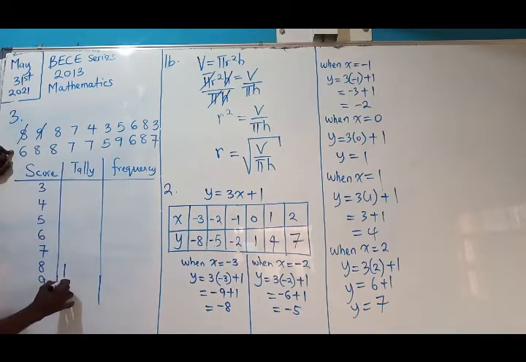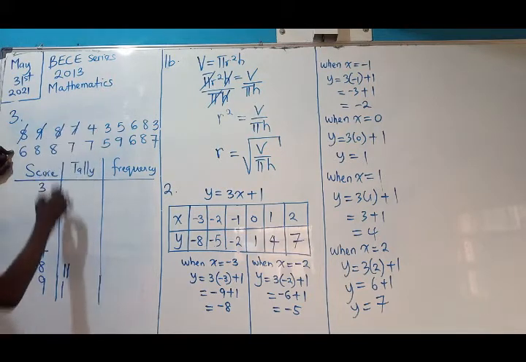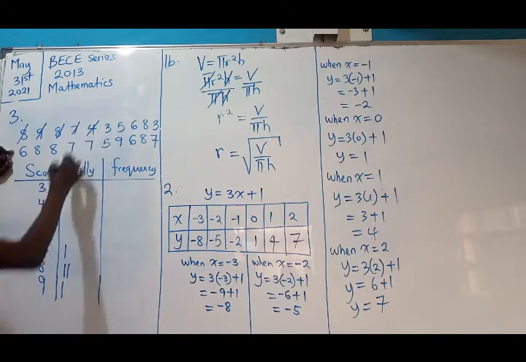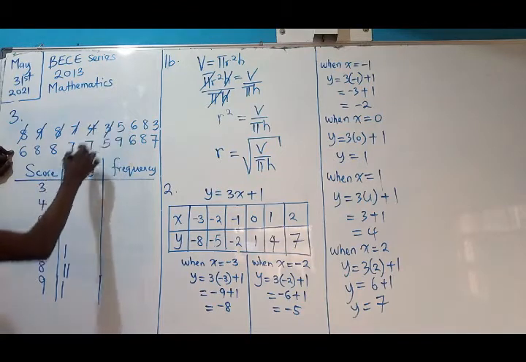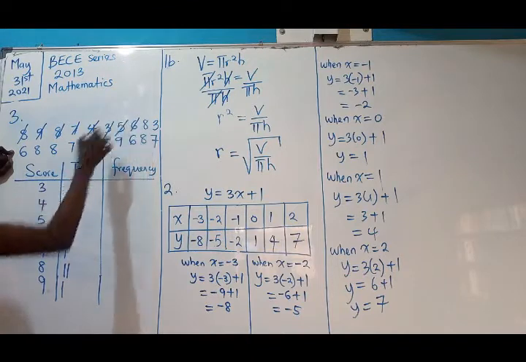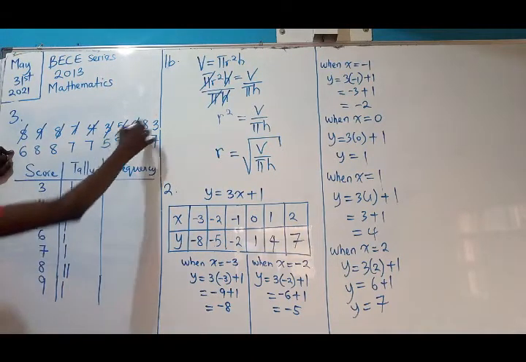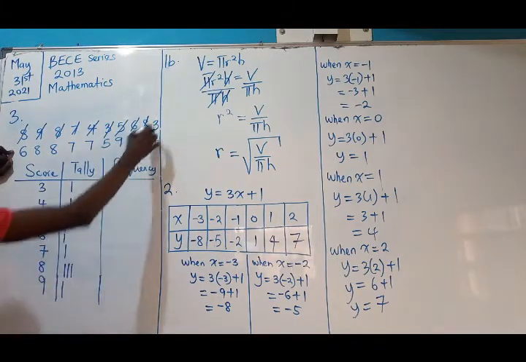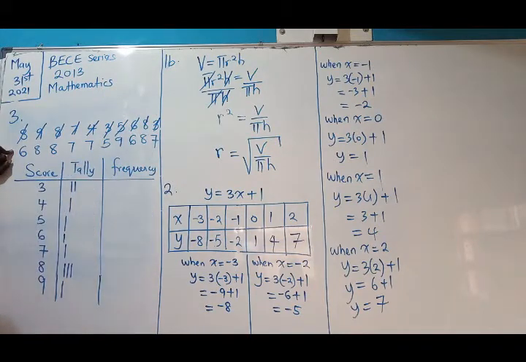9, I drop a stick. 8, I drop a stick. 7, I drop a stick. 4, I drop a stick. 3, I drop a stick. 5, I drop a stick. 6, I drop a stick. 8, I drop a stick. 3, I drop a stick. 6, I drop a stick. 8, I drop another one. 8 again. Now, the system of tally is to count in 5s.